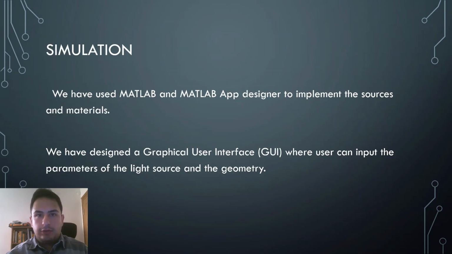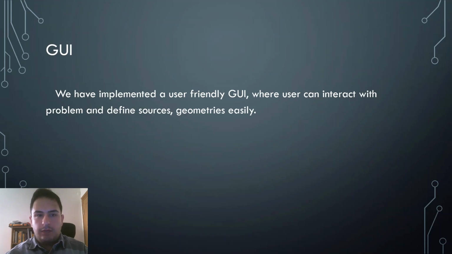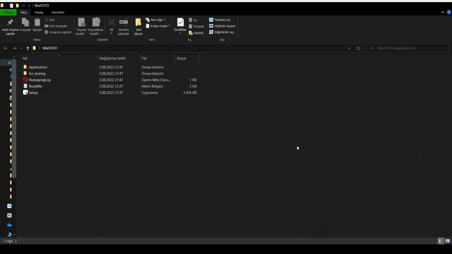Hi, I am Umut Tosun. I am in charge of developing the GUI part. We have used MATLAB and MATLAB App Designer to implement the sources and materials. We have designed a graphical user interface where the user can input the parameters of the light source and the geometry. We have implemented a user-friendly GUI where the user can interact with the problem and define sources and geometries easily. Let us make a final demo.